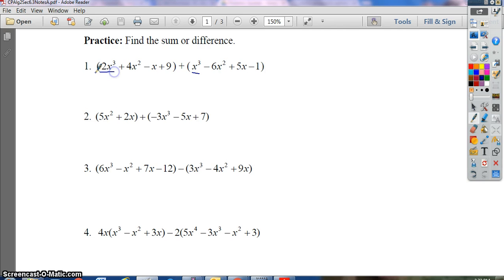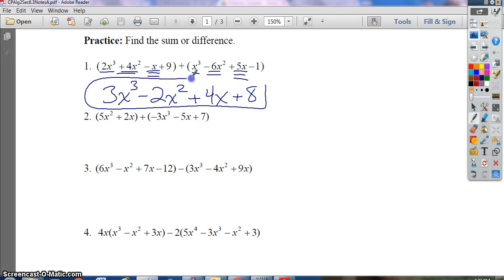This is just like grouping things, like back in elementary school, where they said put all the circles in together and count them up. So I got 2x cubed, I got 1 more x cubed, I'm adding those together to get 3x cubed. I got a 4x squared, I got a negative 6x squared here. So 4x squared plus a negative 6x squared leaves me with minus 2x squared, so I'm down. Now I'm finishing up here with the x's. I got negative 1x plus 5x gives me a 4x, I'm still up. And 9 plus negative 1 is 8. And there you go. That one's finished.